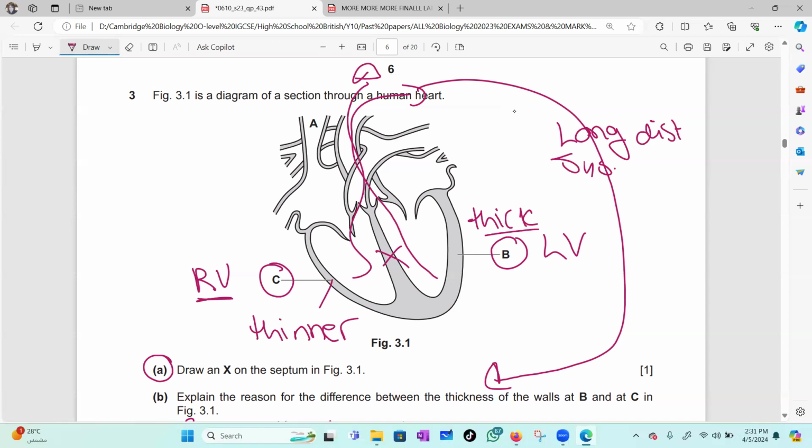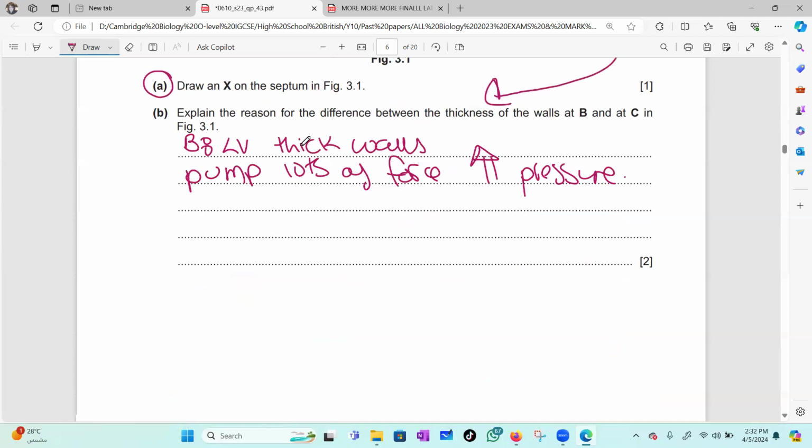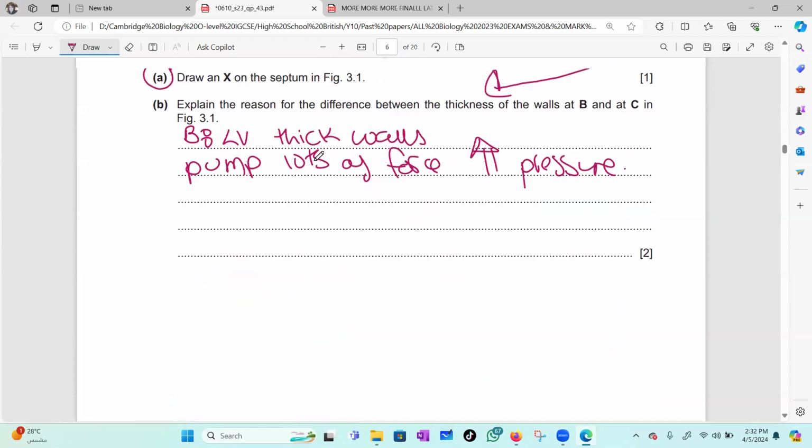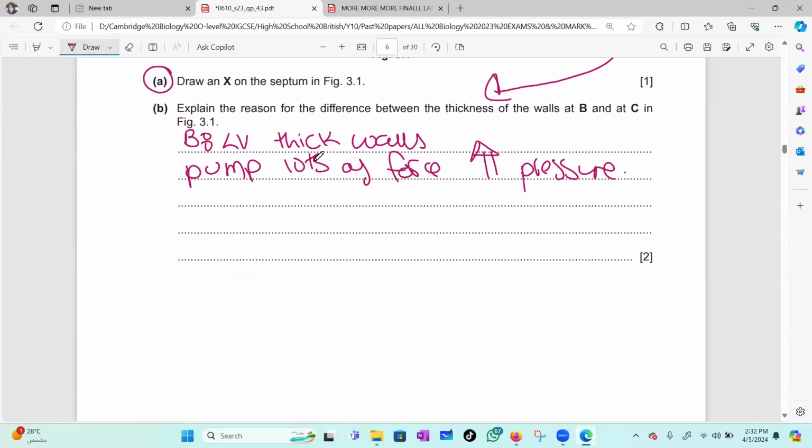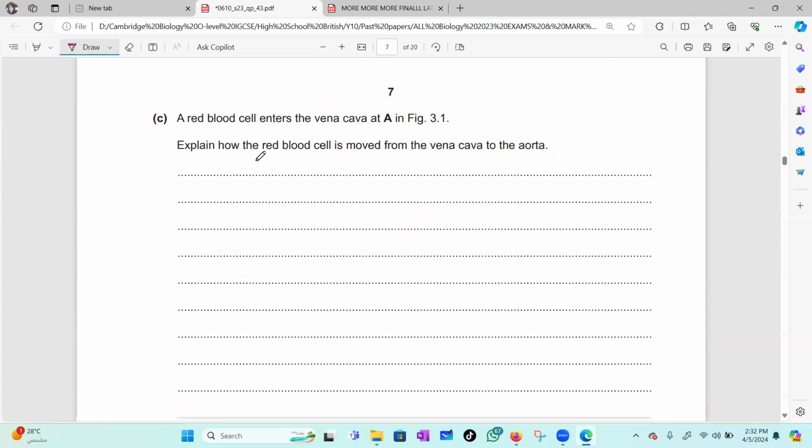And give me another reason. We don't want to pump with very high pressure. It is intentional. To avoid rupturing the delicate capillaries. Correct. So that I don't increase the pressure in the lungs and destroy the alveoli and the capillaries. So we gave more than enough. It's just 2 marks, but that same question can be out of 4 marks, by the way. So you will have to say everything we said.